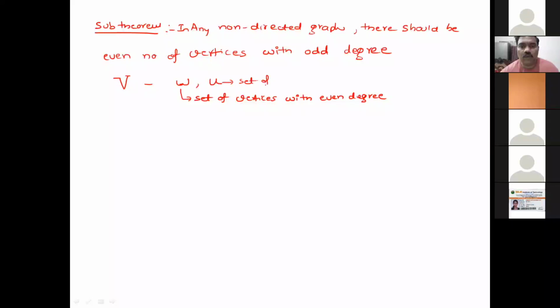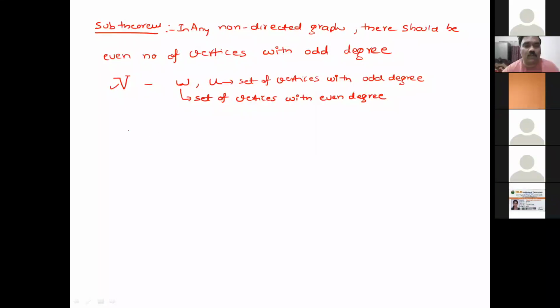vertices with odd degree. Am I right? Because if you take any vertex, the degree could be either even or odd. Let's say I have some n vertices. Out of n, few may be even degree, few may be odd degree. So total vertices are V, and that I am dividing into two groups. One group is the vertices with even degree, another group is the vertices with odd degree.